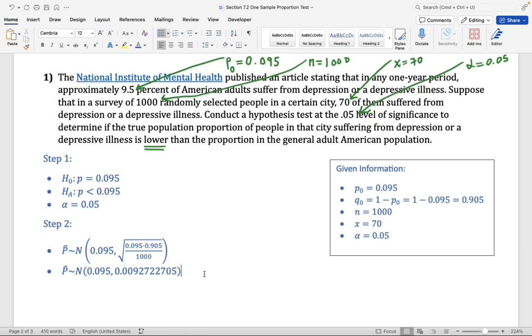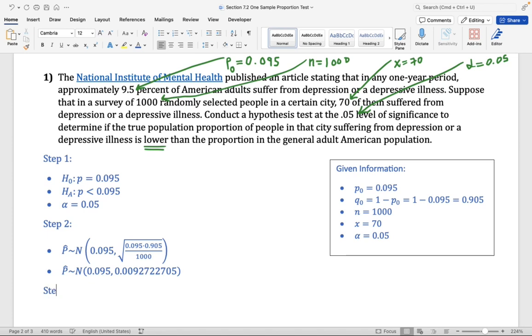Okay? I think this is going to make it easier to move on to the next steps. So again, here we have the p-hat distribution that follows a normal distribution. The center of the distribution, the mean of the distribution, is 0.095. And here's the standard deviation of the distribution, which is the value that we got from taking the square root of p naught times q naught divided by n.